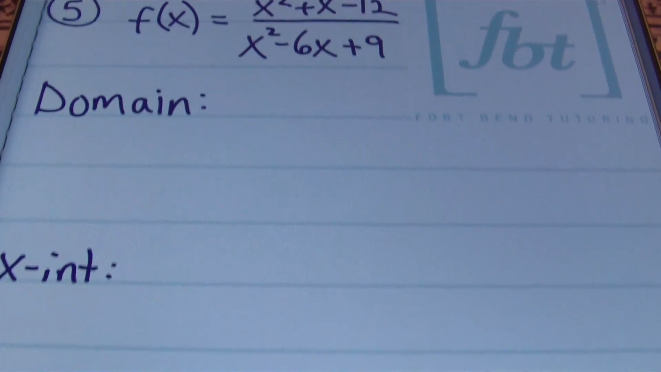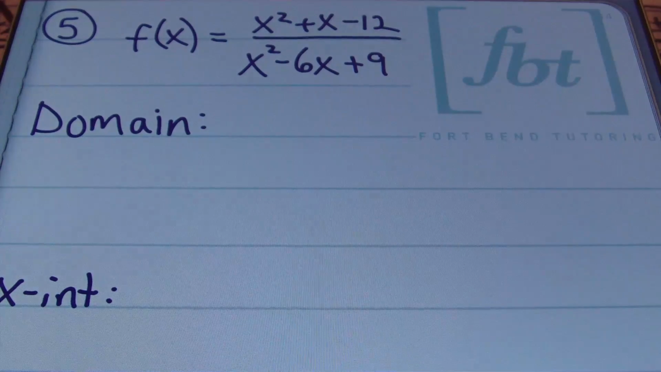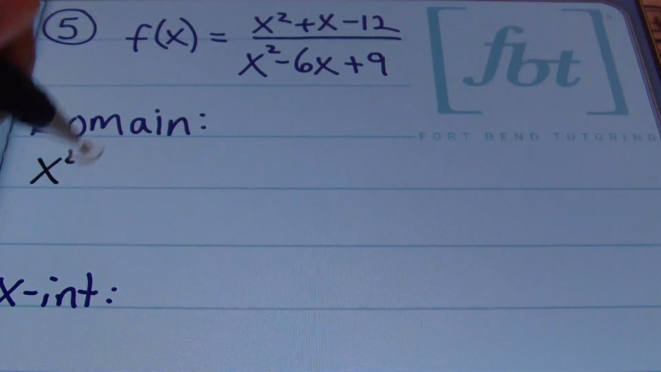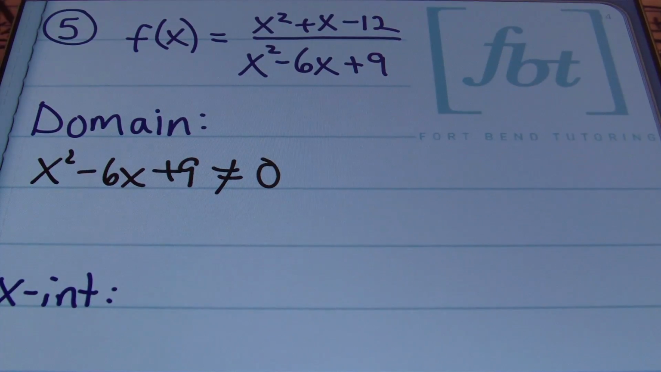Here we have our next example, which is example 5. So in this problem, you want to start out by finding your domain. Always be aware of your domain so you can know what to exclude from your pool of choices, especially for your x-intercepts. So we'll take our denominator of x squared minus 6x plus 9 and set it not equal to 0, because you can't have 0 in the denominator of your rational function.